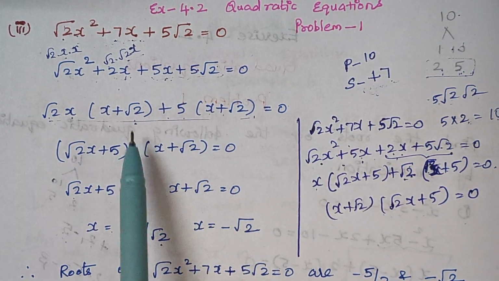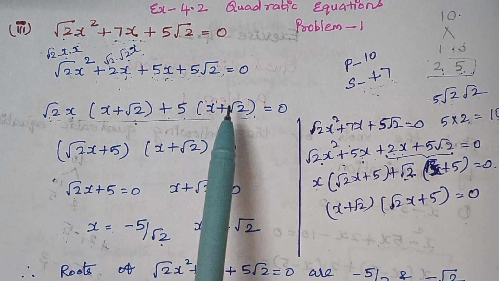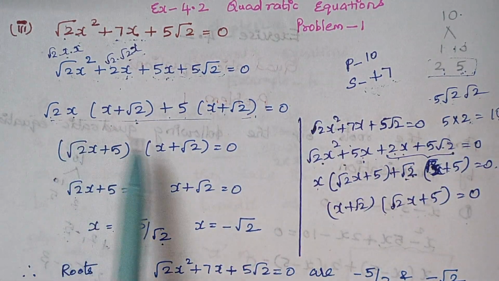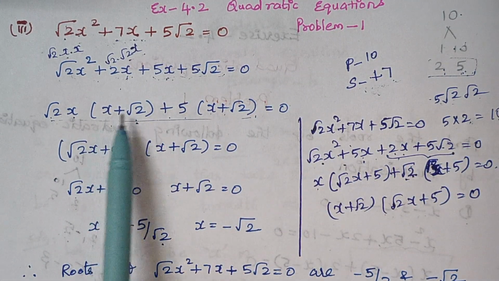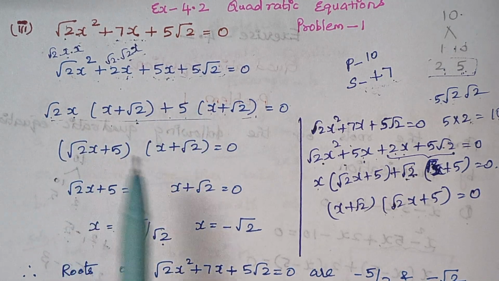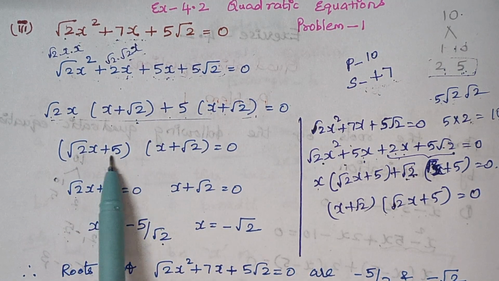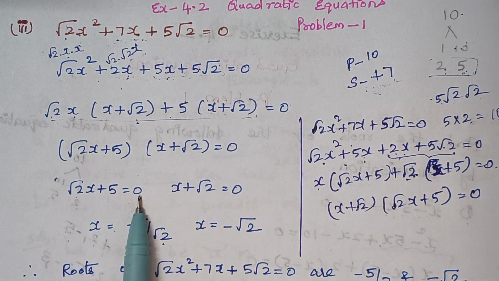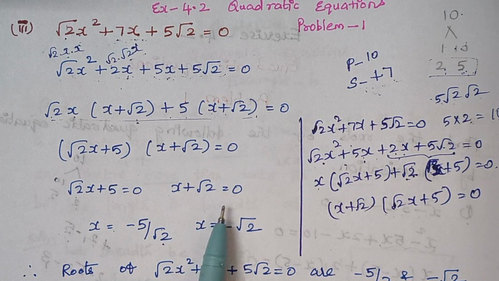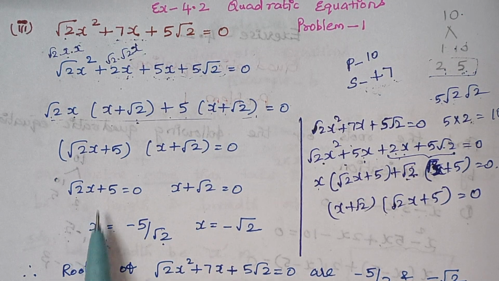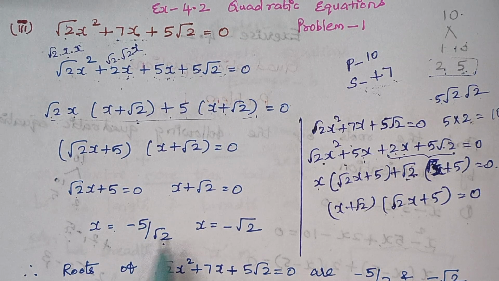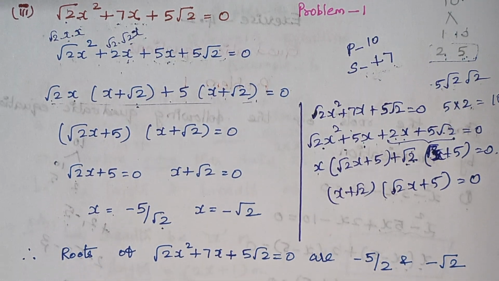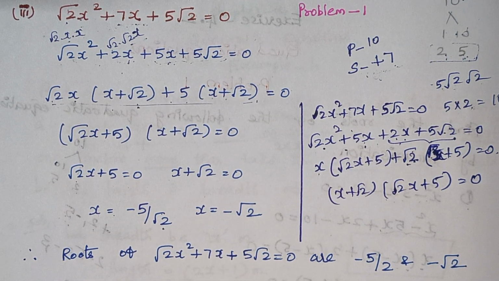Now the next thing is, you see these two terms are common. So when you take these two terms outside, the remaining things will be root 2x plus 5. Okay, x plus root 2, and here this term root 2x plus 5. So now we are going to equate these terms individually to 0. So root 2x plus 5 is equal to 0, and here x plus root 2 is equal to 0. So here the value of x is minus 5 by root 2, and here it is minus root 2. So the roots of the equation are minus 5 by root 2 and minus root 2.